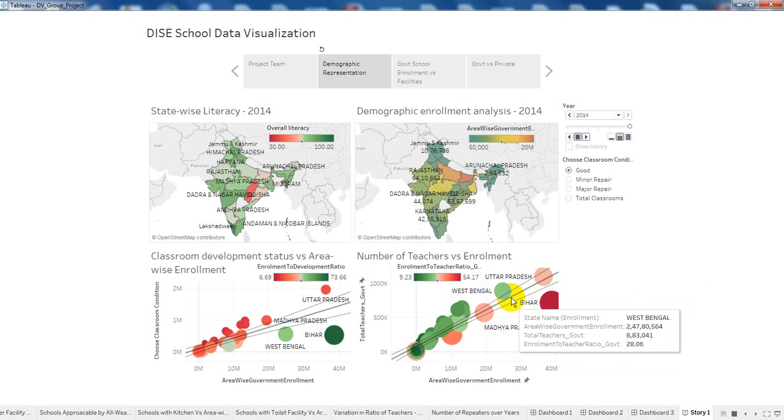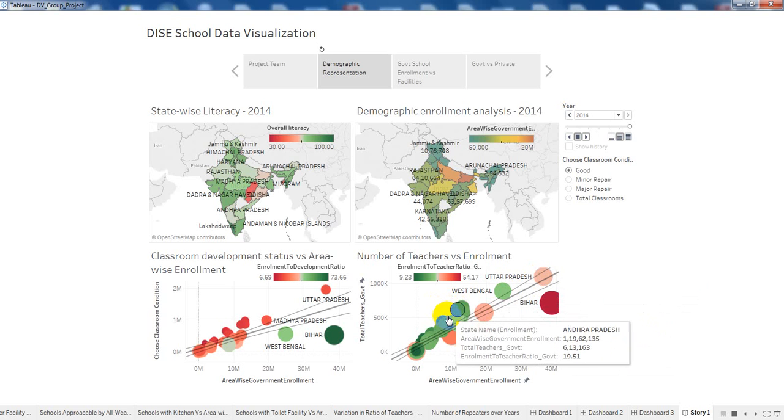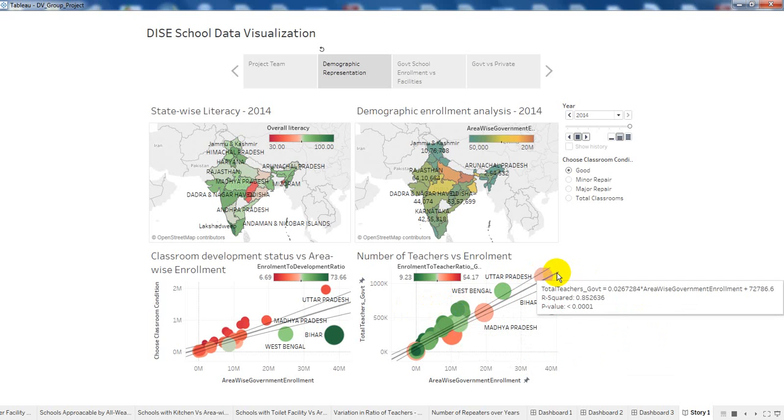And for other states such as West Bengal, Andhra Pradesh and Assam, the enrollment to teacher ratio is quite low, which means that for a particular teacher, the number of students joining the school is quite low. If we look at the R squared value, it is 0.85, which means there is a very high correlation between the total teachers and the area-wise government enrollment.